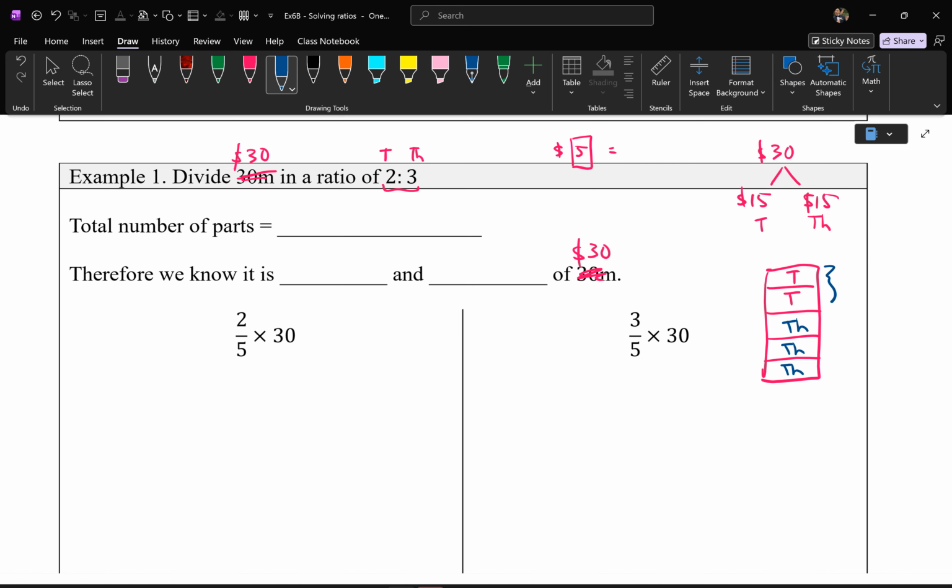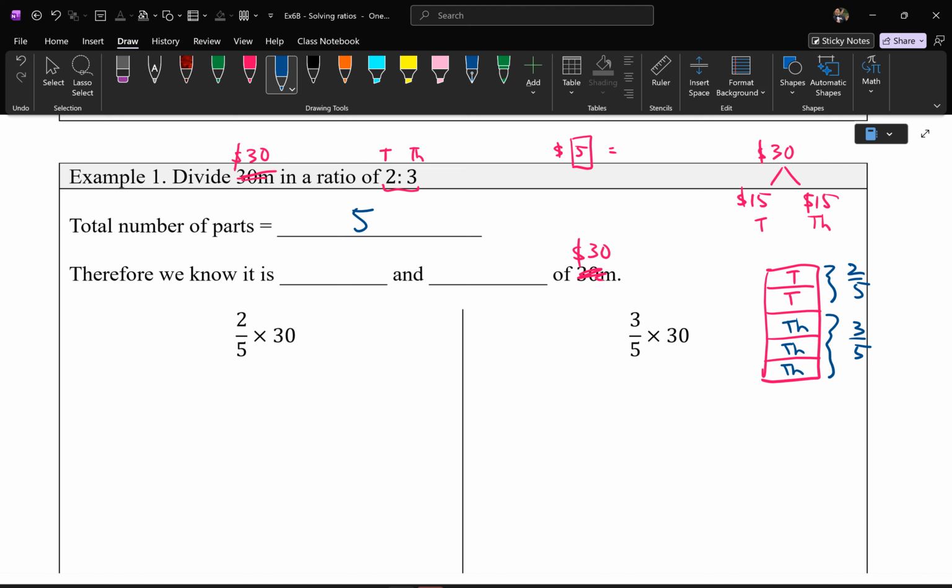2 out of 5, because there's 5 parts in total. I chipped in 2/5. How much did Thages chip in? 3 out of 5. And that's the only part you had to understand. So total number of parts, we knew there were 5 parts in total. So 2 to 3 has a total of 5 parts.